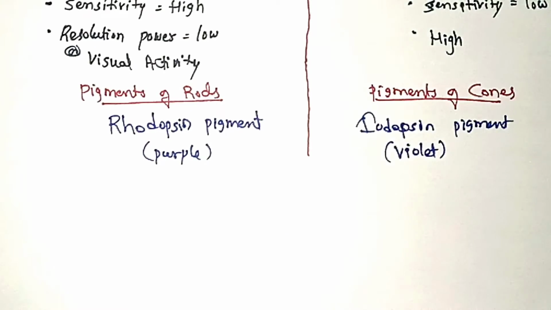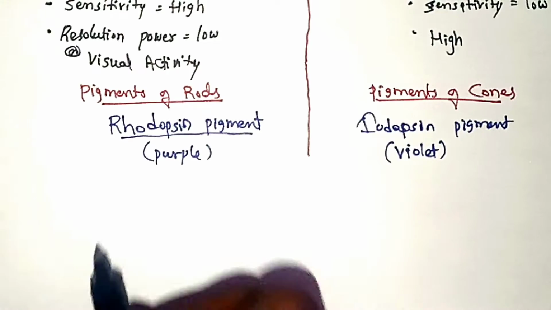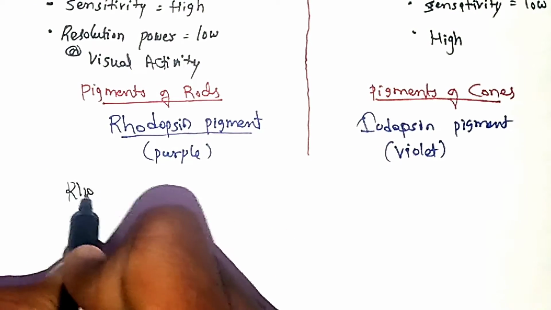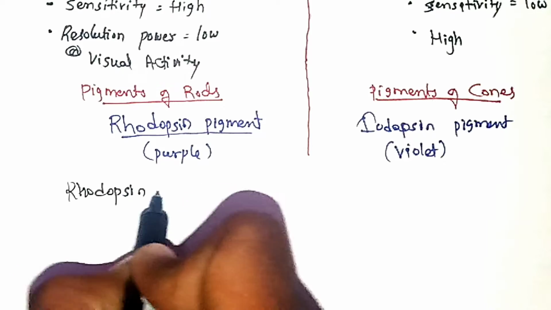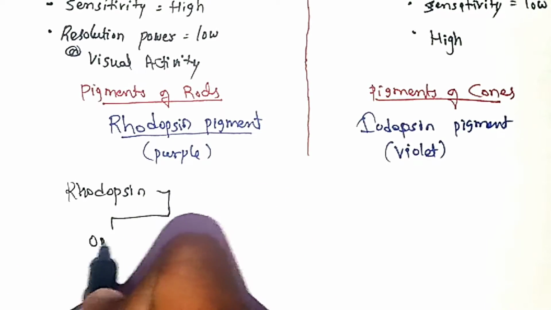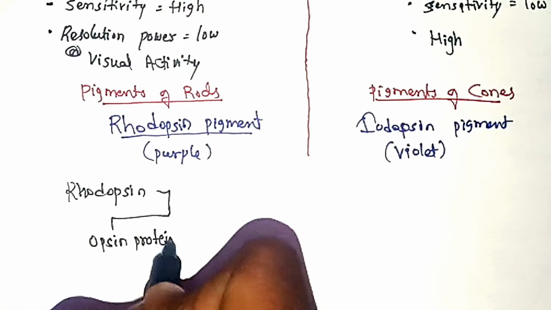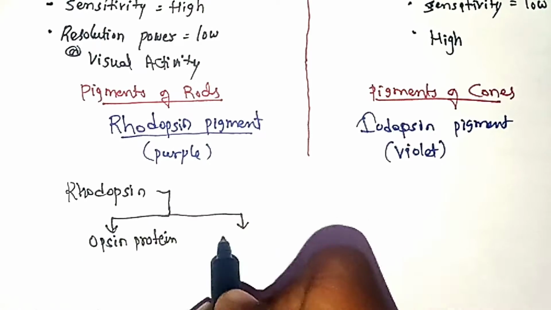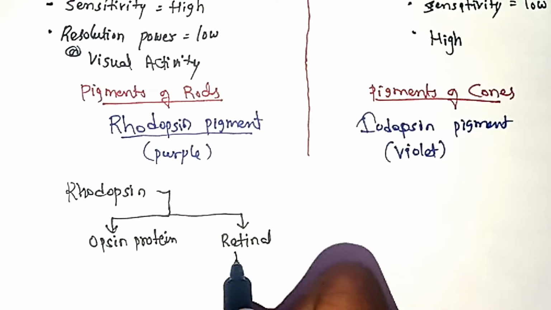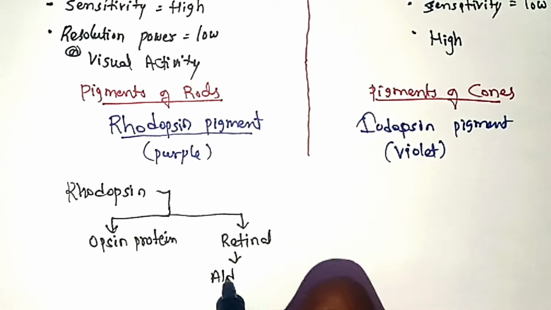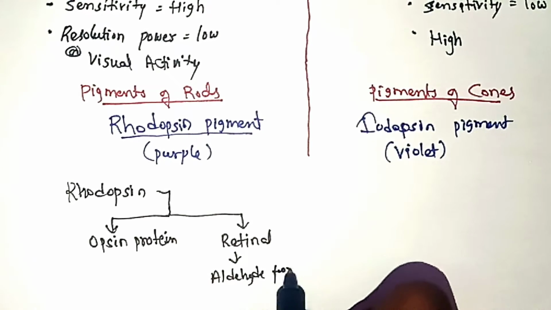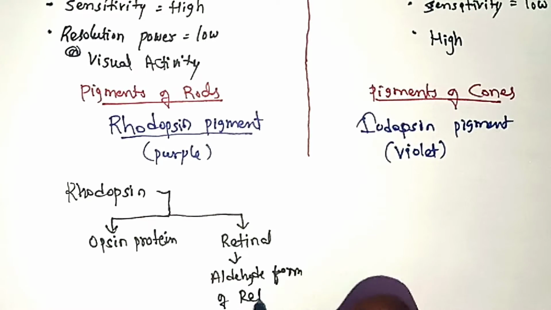Now the rhodopsin pigment is made up of opsin protein and retinal. Opsin protein, it is in NCERT, very important. Opsin protein and retinal. Retinal is the aldehyde form of retinol, which is made up of vitamin A.